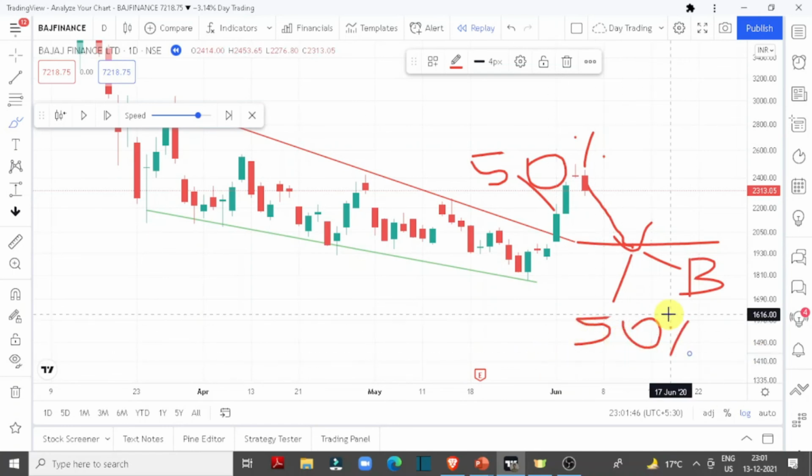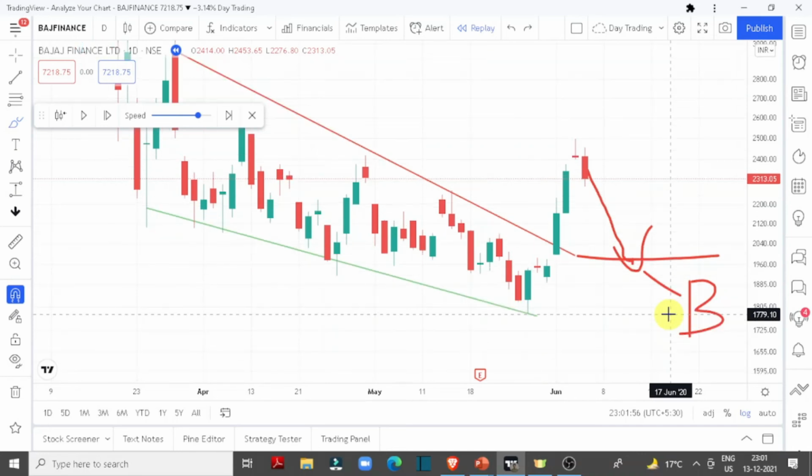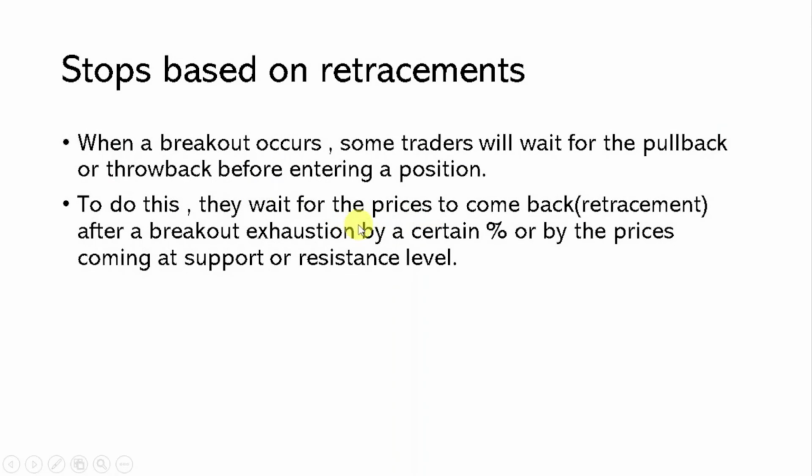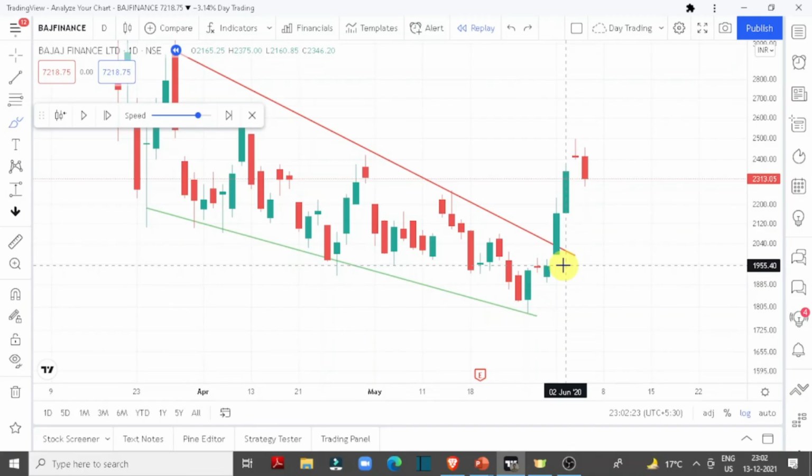There are various strategies which you can use as per your risk appetite and your risk management, and it's all up to you. No method is perfect or excellent, and you will have to develop a method which works most of the time, right? I hope this is clear to you. Now I think we have covered stops based on breakouts, and we have covered stops based on retracement as well, where we would buy a stock after a retracement, after a pullback or a throwback happens in an uptrend, and a pullback happens in a downtrend. I have told you this in my previous videos as well.